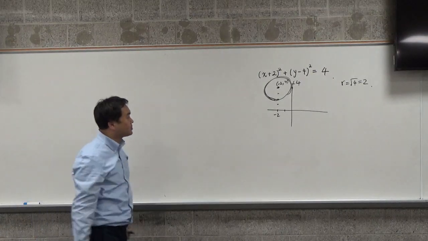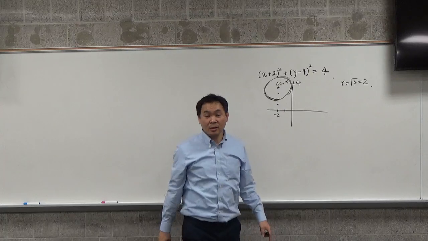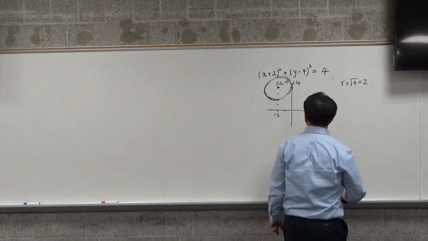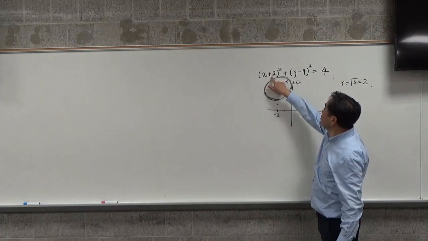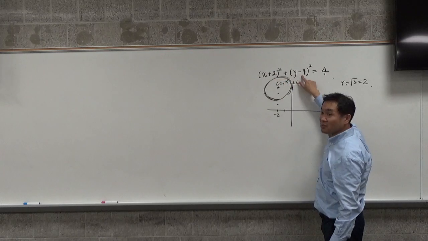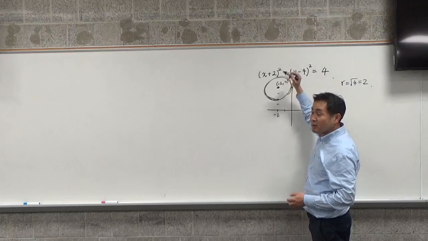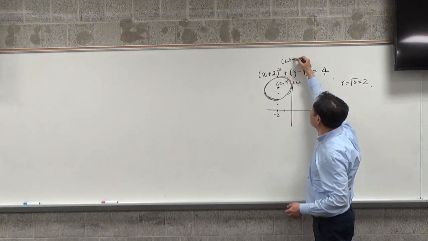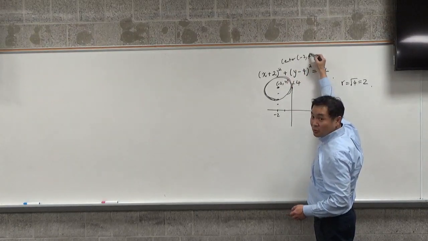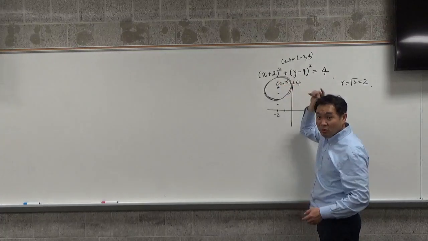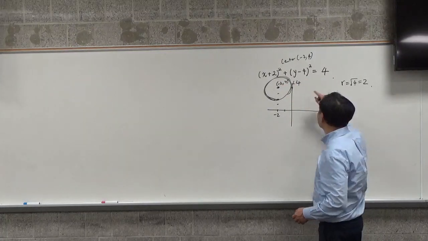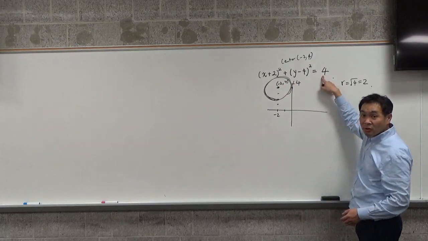Can you explain, please? So, negative 2, positive 4 is going to be the center. Center is negative 2, positive 4. It would be the negative of both of these. And then the radius will be the square root of 4.